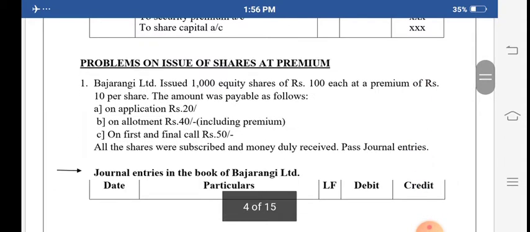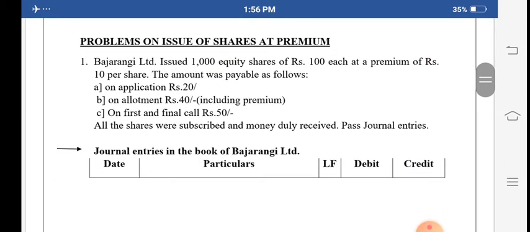Now see the problems on issue of shares at premium. Bajrangi Limited issued 1000 equity shares of rupees 100 each at a premium of rupees 10 per share. The amount was payable as follows. Bajrangi Limited is the company, and it is going to issue 1000 equity shares of rupees 100 each at a premium of rupees 10. It means the total is rupees 110. Each share price is rupees 110 for the 1000 shares.